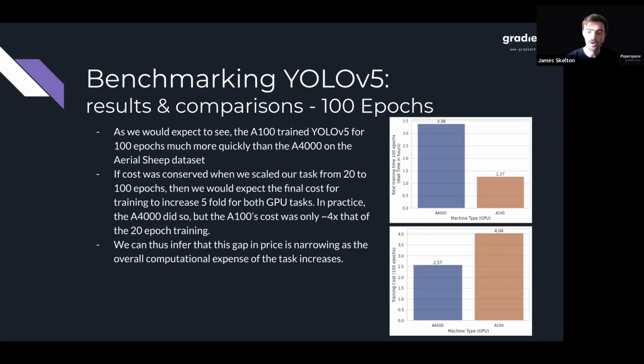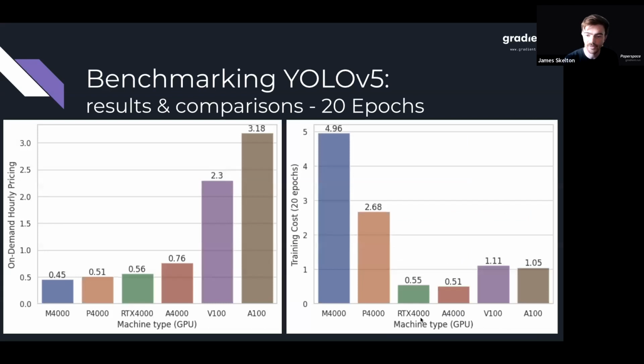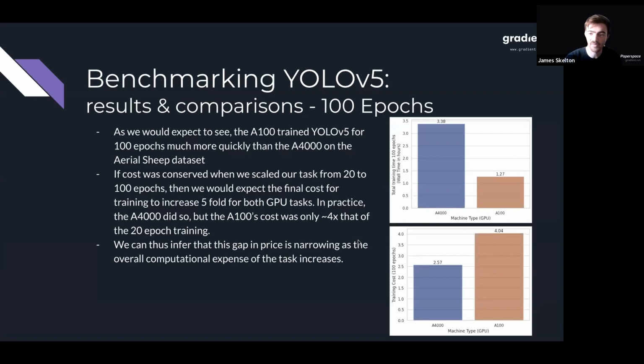So looking at the previous slide, going from that 0.51 and 1.05, we would expect 2.55, which is very close to our 2.57, and 1.05 to go up to 5.25, which is significantly higher than 4.04 for the purposes of our experimentation. We can thus infer that this gap in price is starting to narrow as the overall computational expense of the task increases. Let's take this further with the 250 epochs experiment.